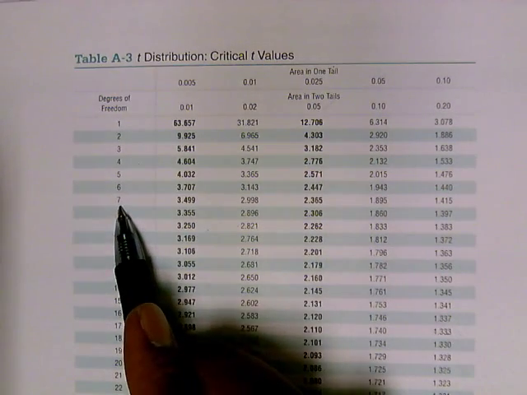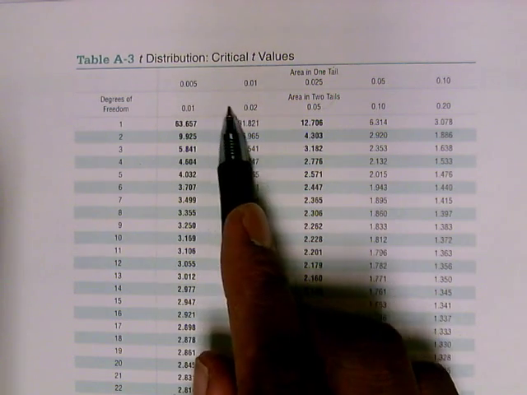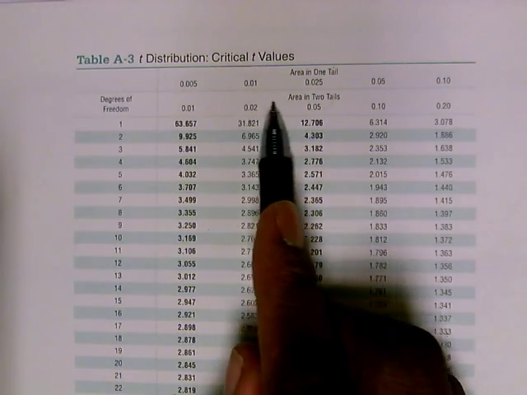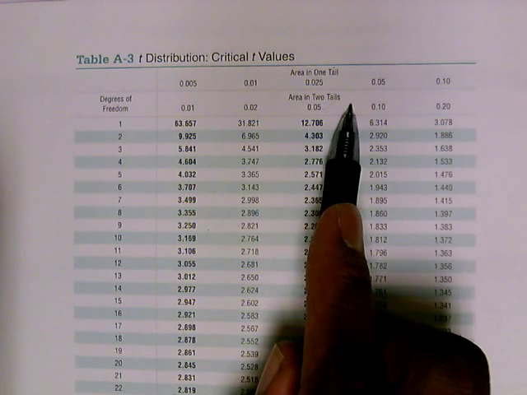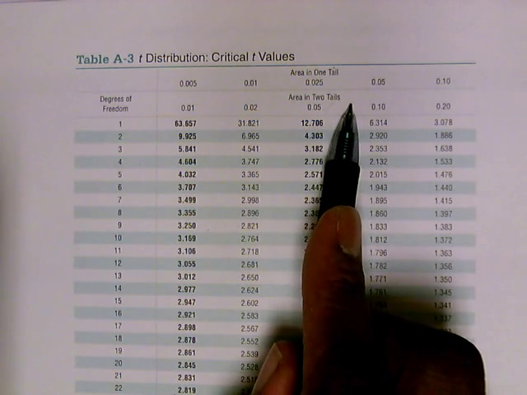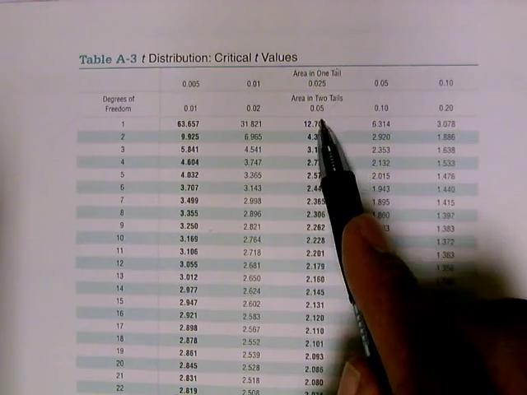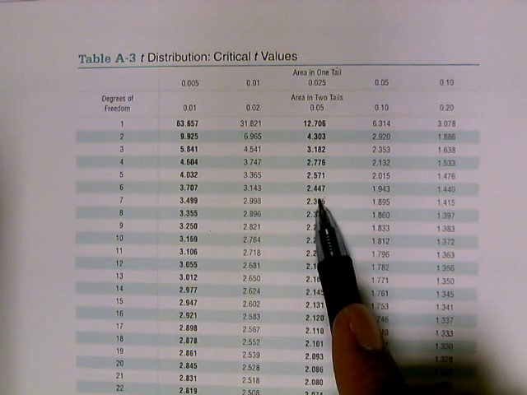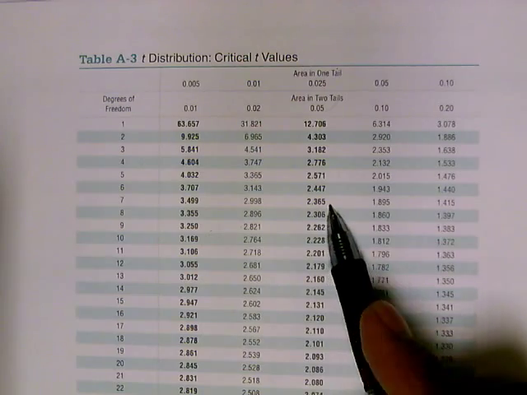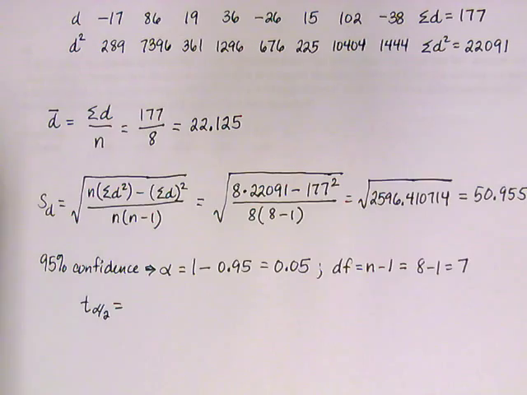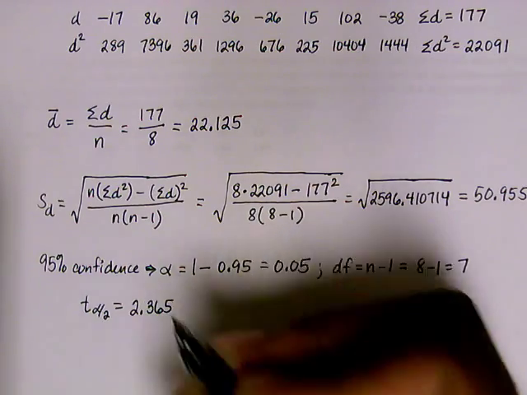Here I got 7 degrees of freedom, and I'm only looking at the row that says area in 2 tails for a confidence interval. Only for a confidence interval is when you use the area in 2 tails row. And that alpha level was 0.05. So 7 and 0.05, if you look across and down, you'll see that that critical t-value will be 2.365. So your critical t-value is 2.365.